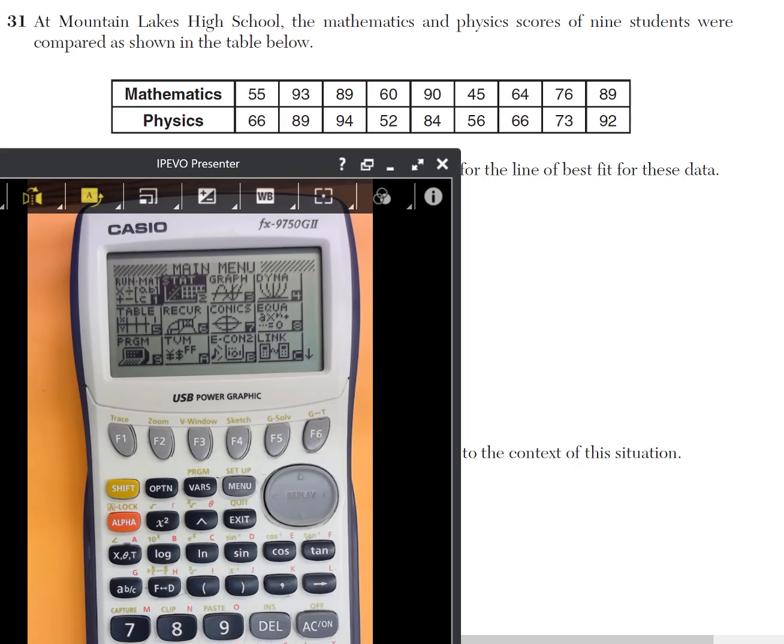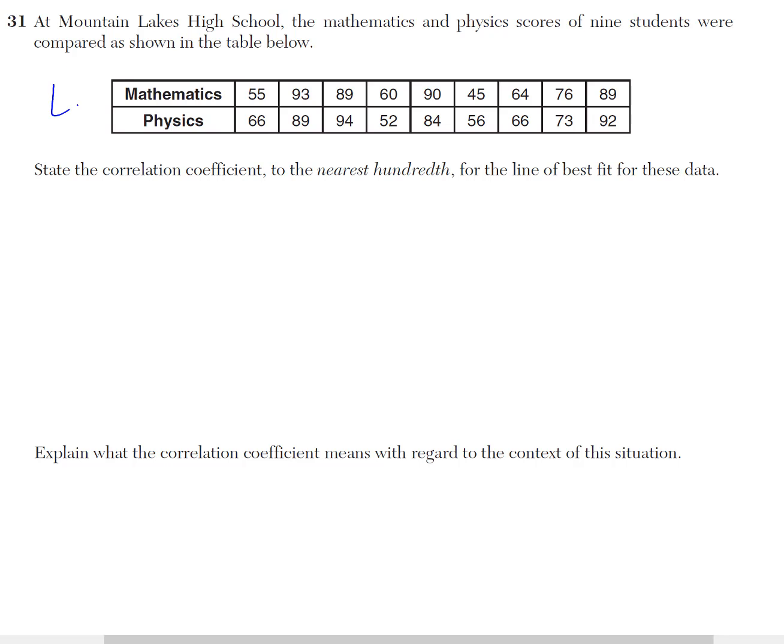So what we need to do is enter the mathematics scores into the first list in our calculator and the physics scores into the second list. So our math scores are going to be list 1, and our physics scores are going to be list 2.